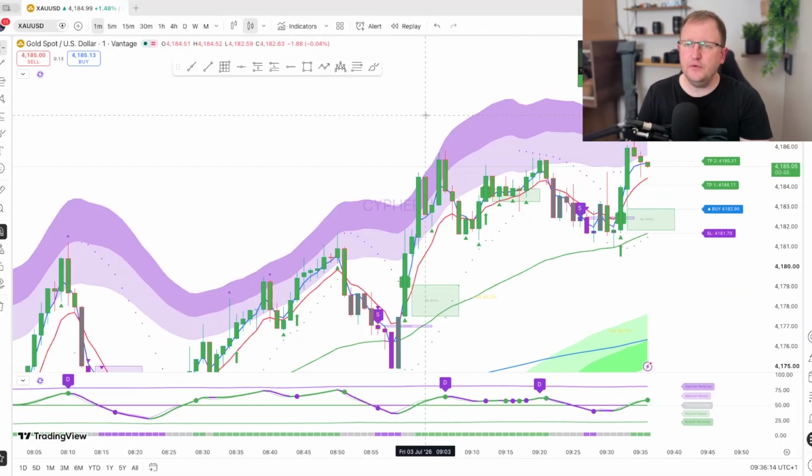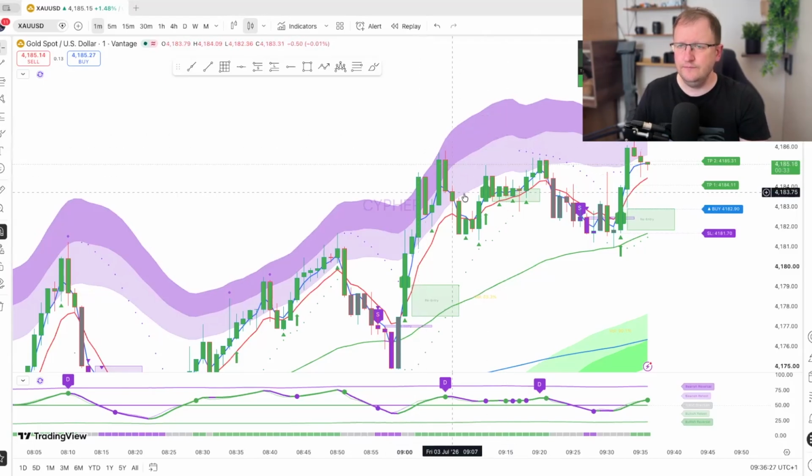Once you load Cipher up onto your TradingView, this is on the gold chart on a 1 minute time frame. This is what it looks like. This is what you'll see. Now I'm going to break down each component of this so you can understand what we're looking at and what we need to see before we buy or sell.